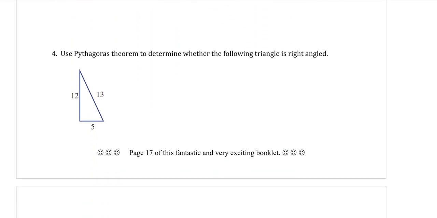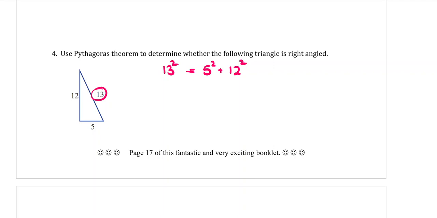Question 4. Use Pythagoras' theorem to determine whether the following triangle is right-angled. It looks right-angled, but that's not good enough. We need to know, with some mathematical evidence, whether it is right-angled or not. Now, if it is right-angled, it should obey Pythagoras' theorem. And Pythagoras' theorem says that the longest side squared must be equal to the 2 shorter sides squared and added together. Now, is that statement true or false is what you need to ask yourself.